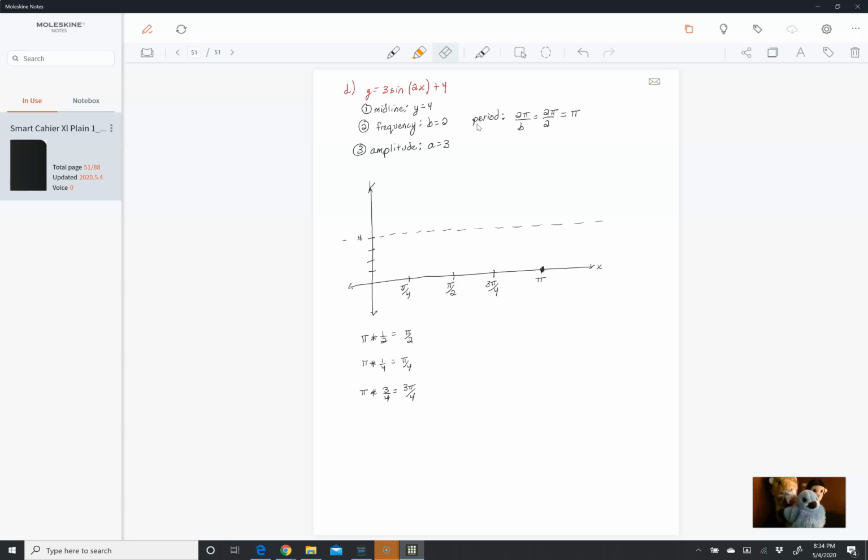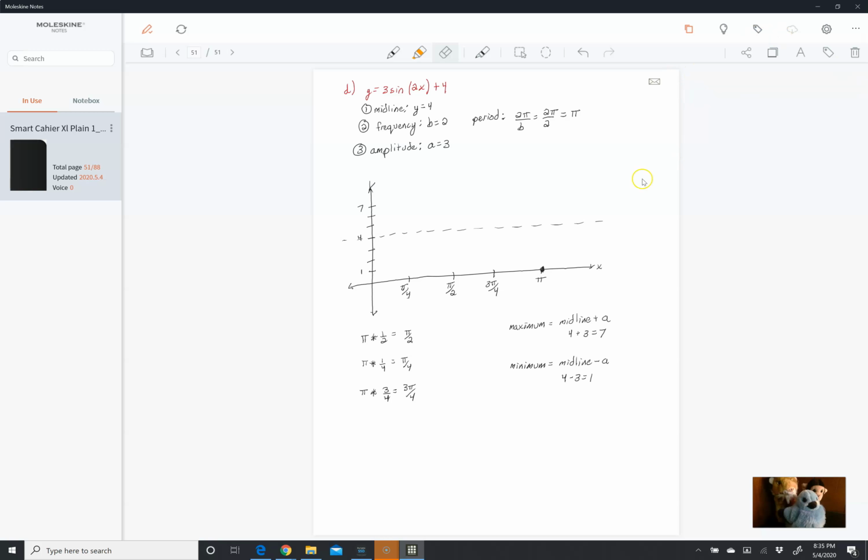Okay, so now we need to figure out where our minimum and our maximum are. Our maximum is the midline plus the amplitude. So our midline is at 4, our amplitude is 3, so our maximum is going to be at 7. And our minimum is the midline minus the amplitude. So 4 minus 3 is 1. So those are the things that we care about.